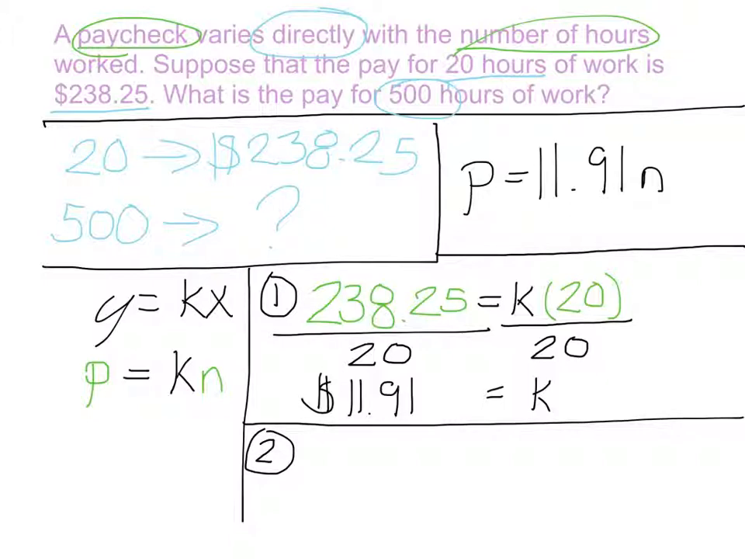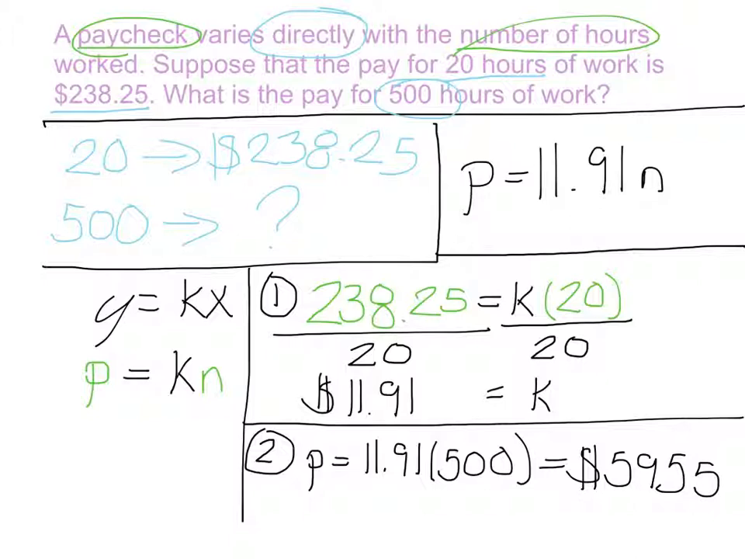So they're asking for 500 hours. I'm going to do P equal to 11.91, and instead of n, I'm going to put in 500. So now I have 11.91 times 500, and I get out about $5,955.